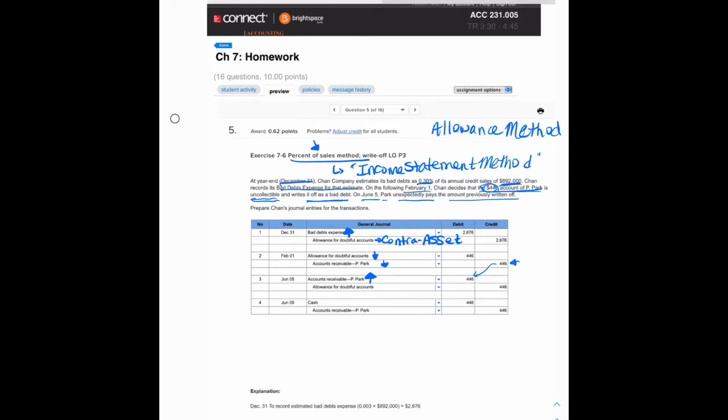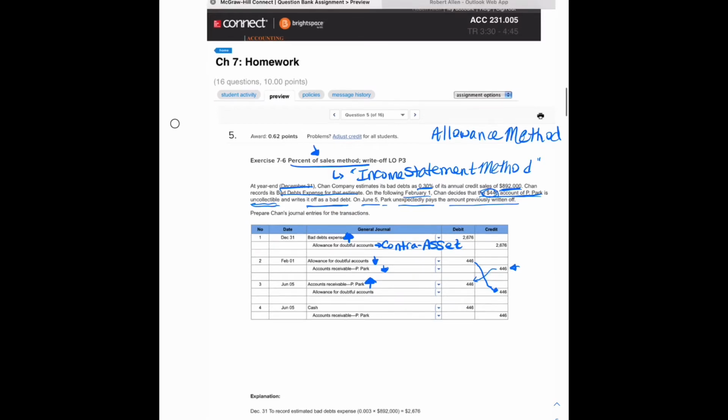So this just comes straight down. And then what we need to do is say, since we didn't actually end up having to write this off, we need to put that balance back into that allowance account so that it's there if someone else needs us to write off something. And so that's just going to flow down through. And so this is really just a reversal of the entry made on February the 1st.